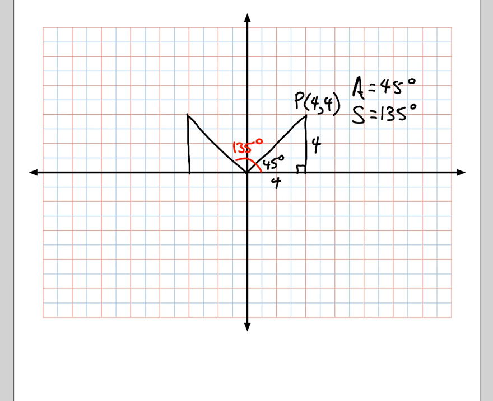If I wanted to calculate the length of the terminal side, I'll do that right now. So this value of r would be the square root of 4 squared plus 4 squared, which would be the root of 32.